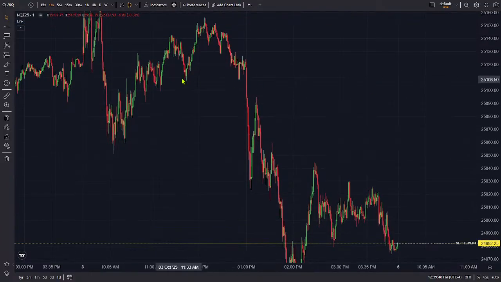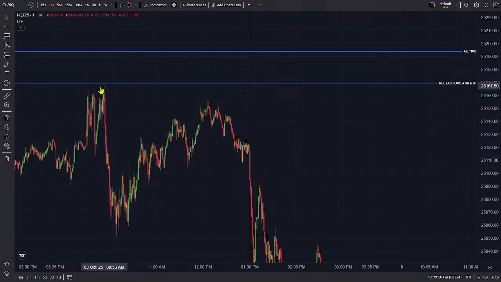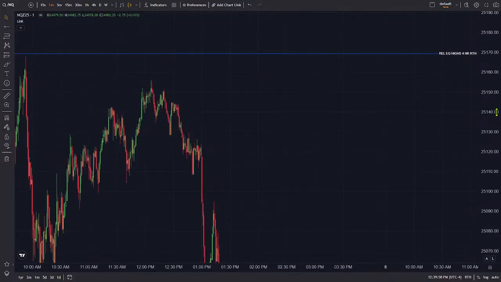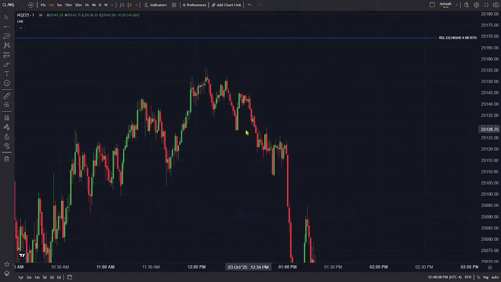But that would have been your reversal pattern. You would have had to take it, even though these highs had been left by just a couple of ticks. But that's how we get relative equal highs. So let's look at the reversal pattern over here.